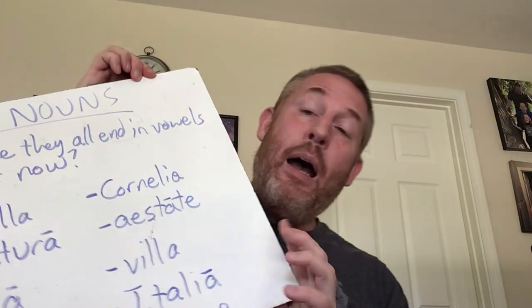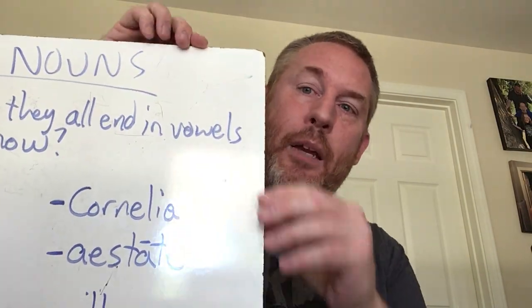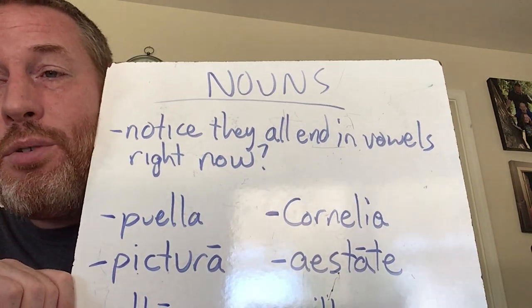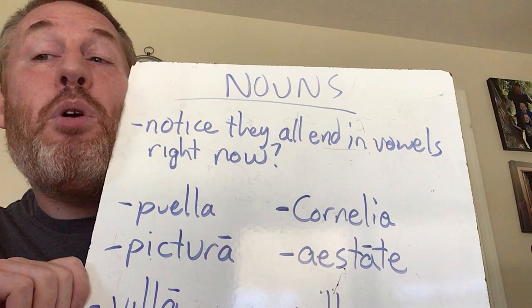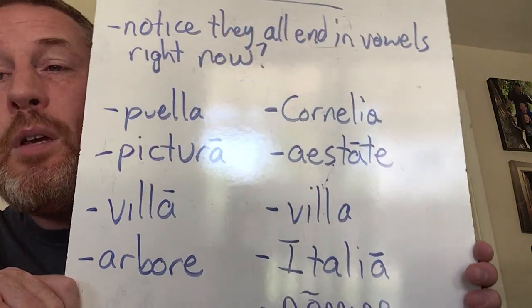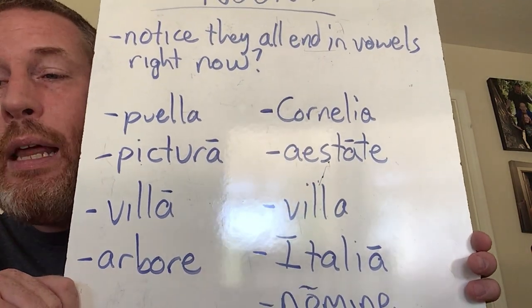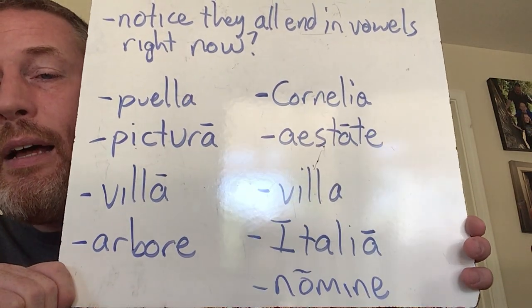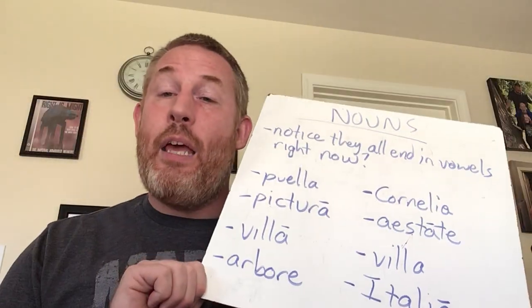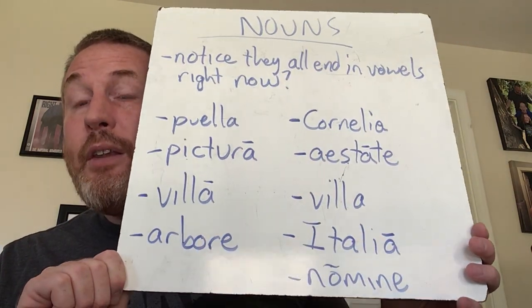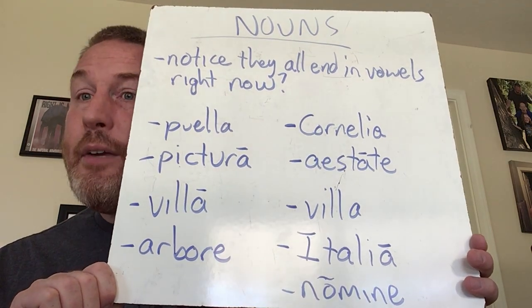So let's take a closer look at nouns. I'm a big fan of patterns, and if you're going to learn a language, finding patterns is really helpful. Did you notice that all the nouns in the story end in a vowel right now? That won't always be the case, but right now it's an easy way to find your nouns. So I even put a list up here: puella, pictura, villa, arbore, Cornelia, estate, villa, Italia, nomine. There might be others that we find later, but all of these absolutely are nouns, and they're all ending in vowels, which is an interesting pattern.